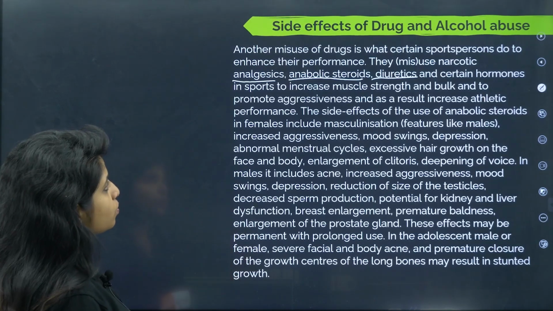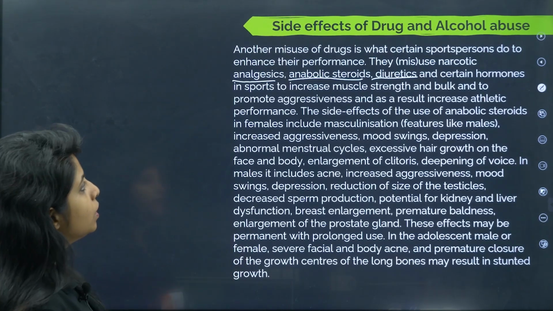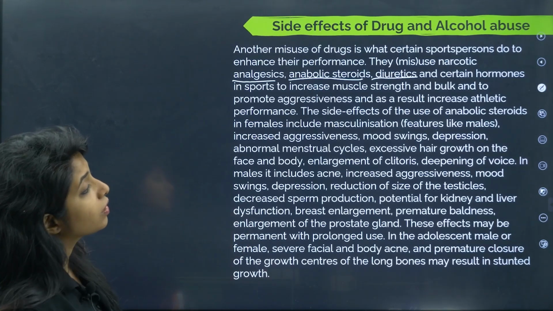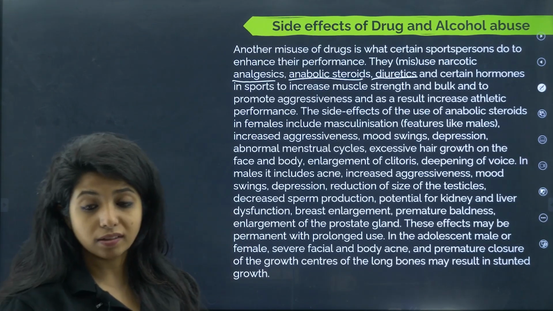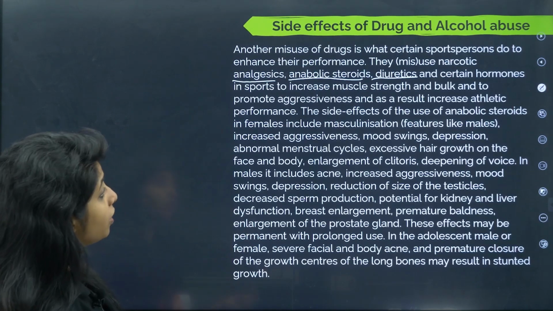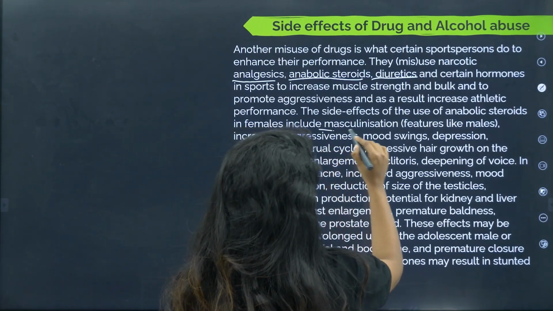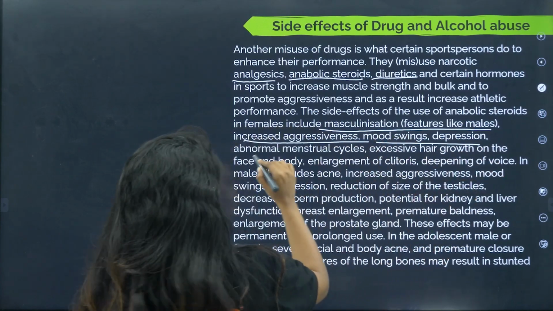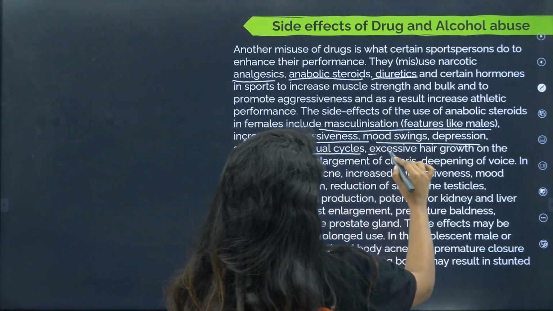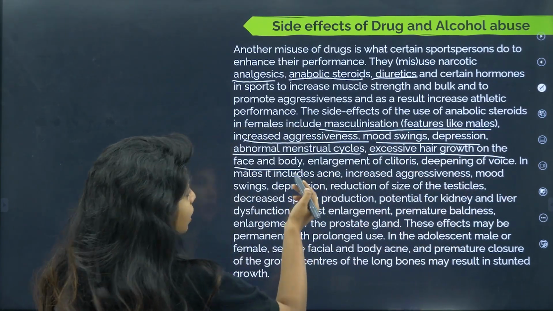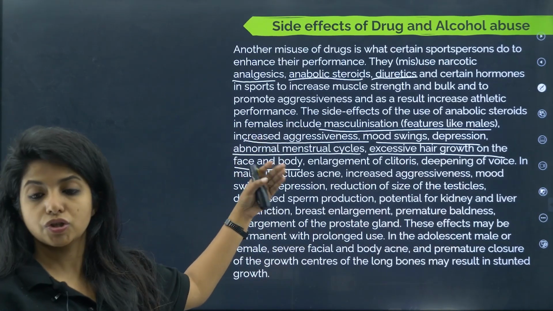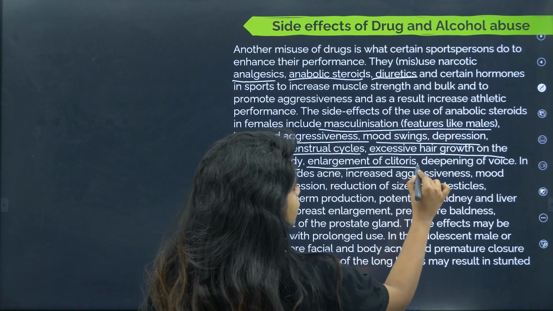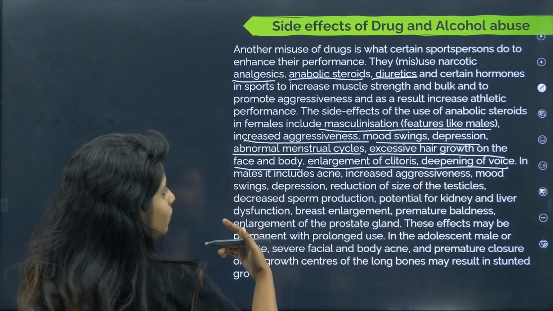And certain hormones are used in sport to increase muscle strength and bulk, to promote aggressiveness, and as a result increase athletic performance. The side effects of the use of anabolic steroids, as in testosterone, in females include masculinization features like males, increased aggressiveness, mood swings, depression, abnormal menstrual cycles, excessive hair growth on the face and the body. So lots of features just like male, apart from increased aggressiveness. Okay, and then enlargement of the clitoris, deepening of voice, everything will be there.